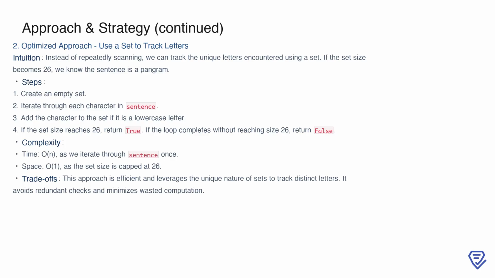This method eliminates redundancy by focusing only on distinct letters, and the use of a set ensures that each character is processed just once. The time complexity remains O(n), because we perform a single scan through the sentence, and the space complexity is effectively O(1), as the maximum size of the set is capped at 26. This approach is both efficient and easy to implement, making it a strong candidate for solving the problem.